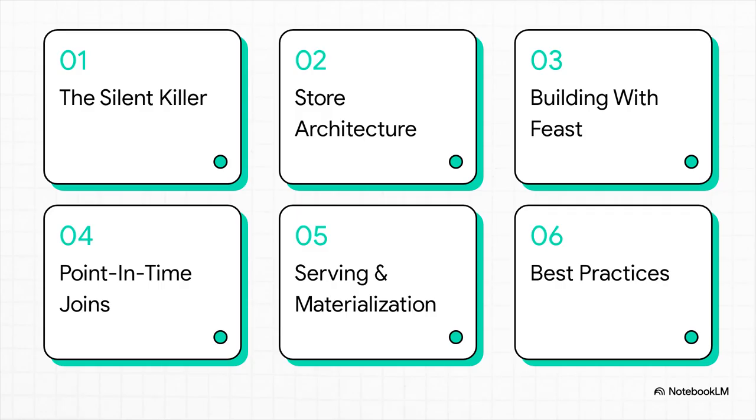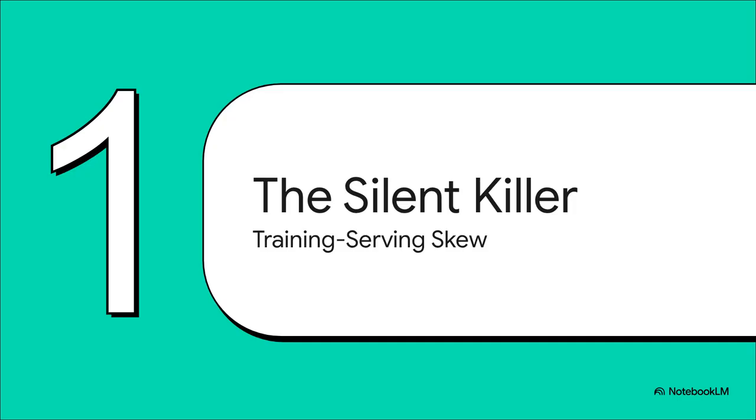Here's our game plan. 1. The silent killer. 2. Feature store architecture. 3. Building features with Feast. 4. Point-in-time correct joins. 5. Serving and materialization. And wrapping up with 6. Ecosystem and best practices.